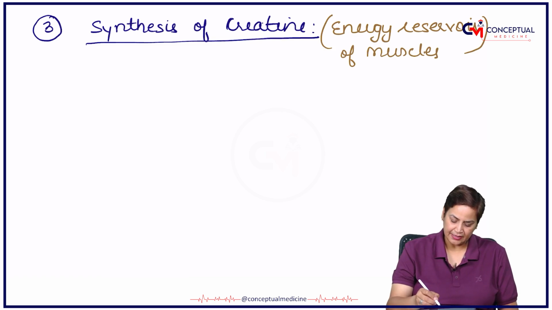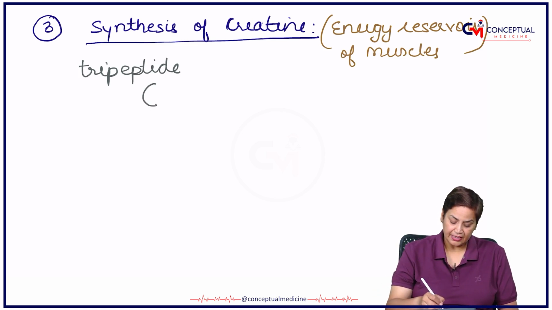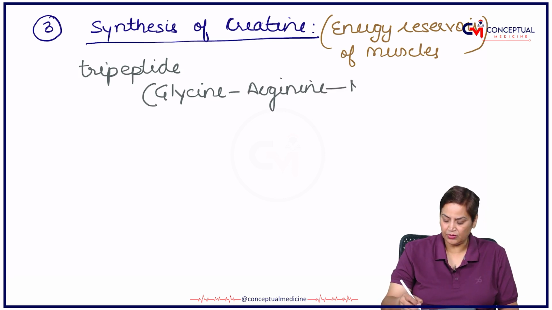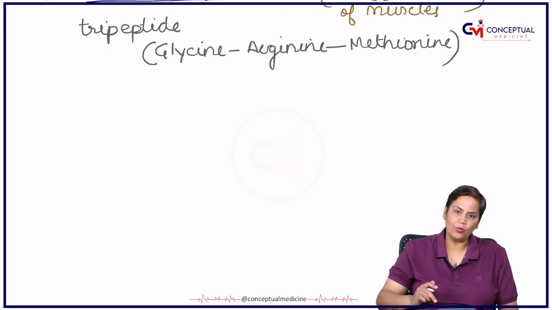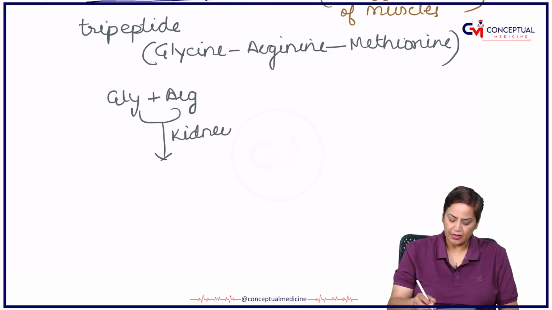So what happens is that first of all, it is a tripeptide. And what are the three amino acids required for the synthesis of creatine? It is glycine, arginine and methionine. So glycine combines with arginine, and this reaction takes place in the kidneys where they are going to form guanidoacetate.